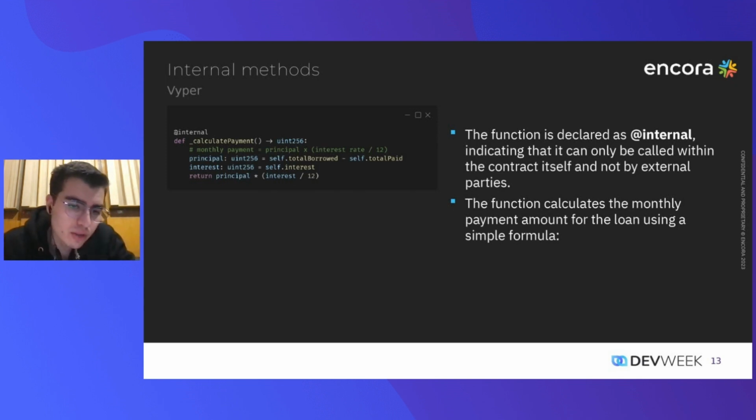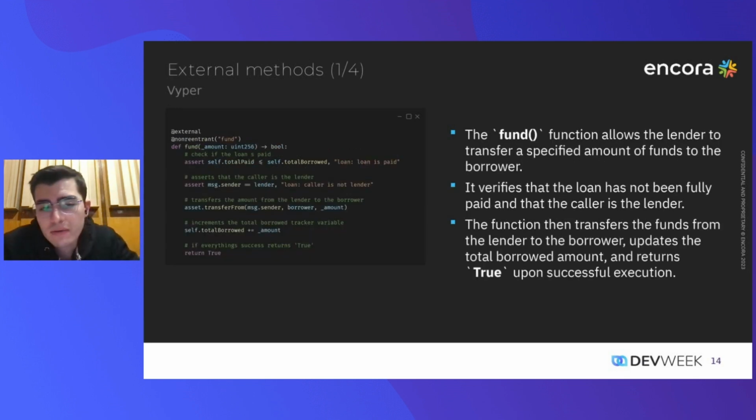We have an internal function that calculates the payment that is going to be made by the borrower each time that he or she wants to pay. We have a bunch of external methods to interact with the smart contract. We have a fund method that allows the lender to transfer a specific amount of funds to the borrower. It verifies a lot of things, and as you can see, it's really readable. So that would avoid any misconceptions during the interaction between the borrower and the lender.